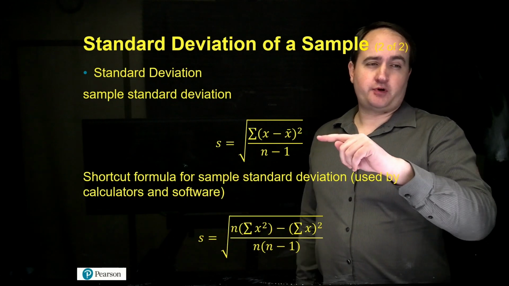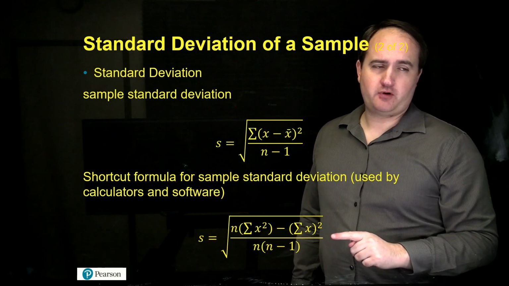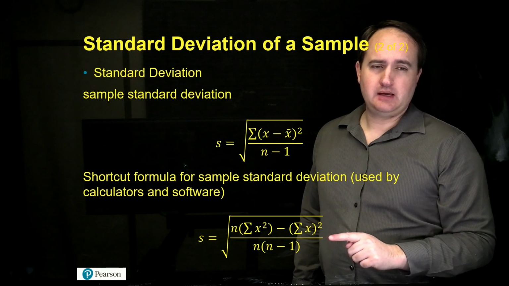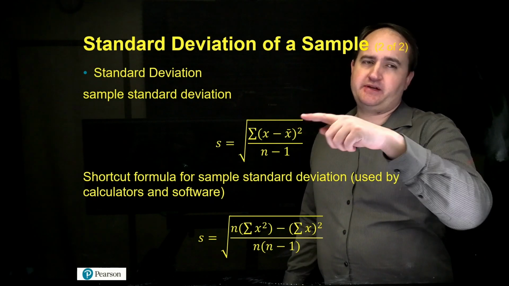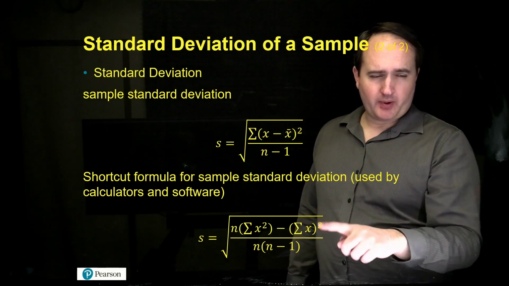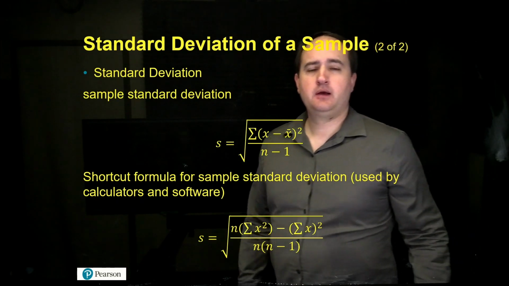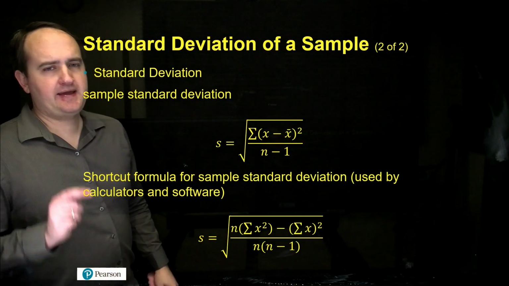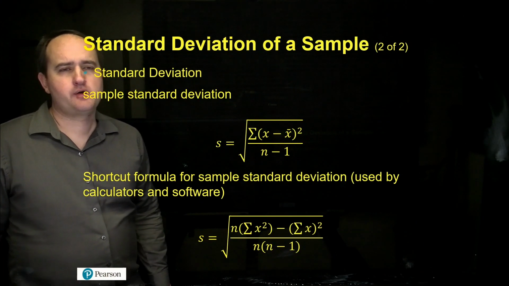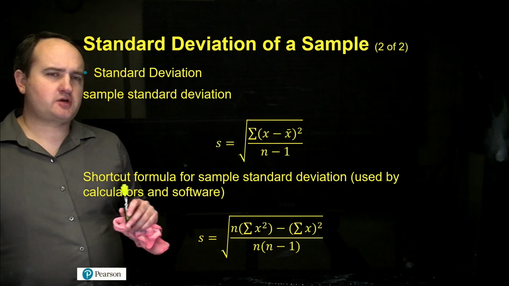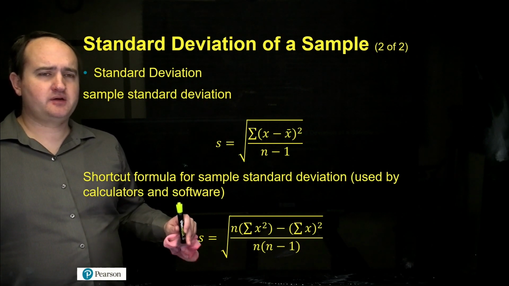Some people prefer this top formula. I actually prefer the bottom formula. So the top formula is called the sample standard deviation formula. The bottom formula down here, even though it looks more complicated, is referred to as the shortcut formula in our book. The reason it's called the shortcut formula is it's used by calculators and software.